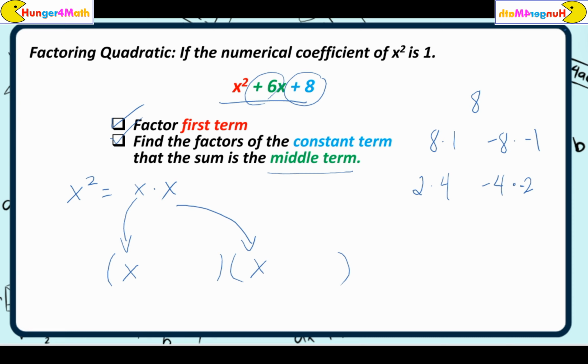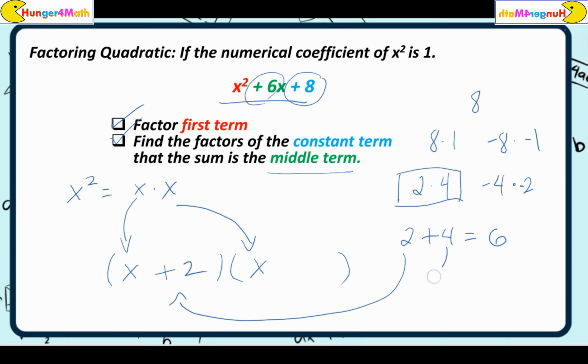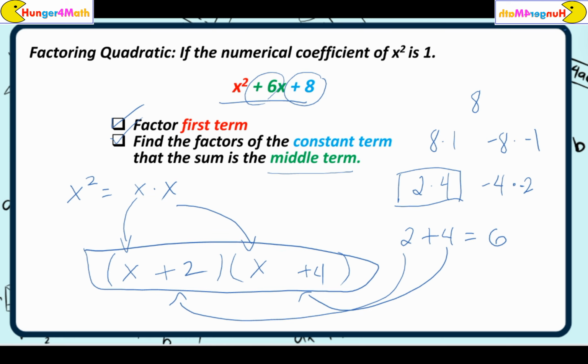Now only one here that the sum will be the middle term, and that is 2 times 4, because if we add 2 plus 4, that is equal to 6. The rest of the factors, it will give you a different answer. So here we can put the plus 2, and here we can put the plus 4. Now you can also interchange the position of 4 and 2. It's still the same. So this will be our answer for the first example.